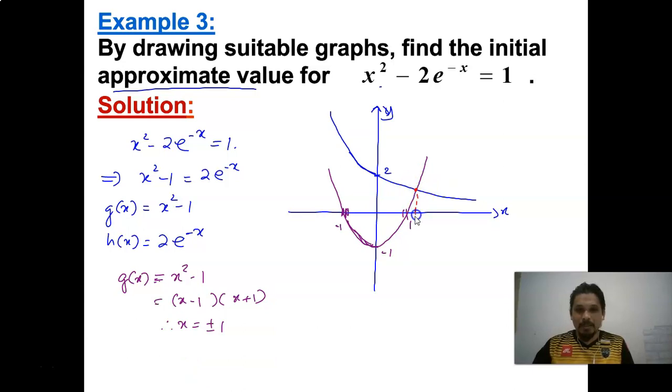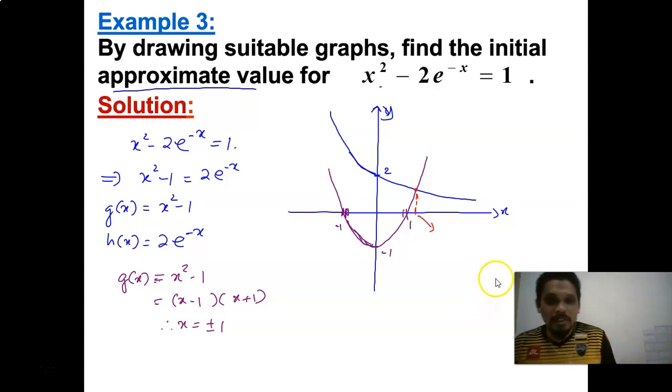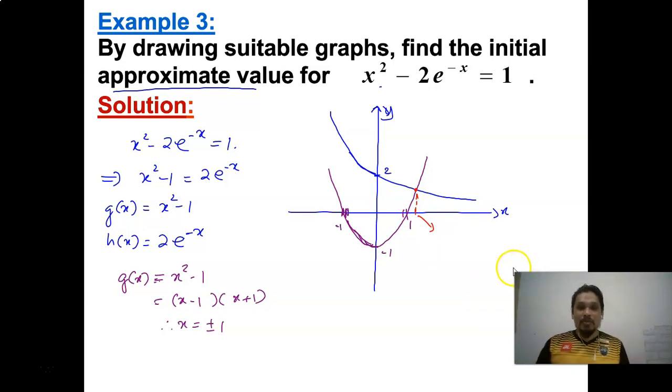So, what is your suggestion for this value of x? The initial approximate value of x squared minus 2e power of negative x minus 1. You may say that it might be 1.3, 1.2, or 1.5. So if I put this one here as 1.5, then the approximate value is x equal to 1.5.